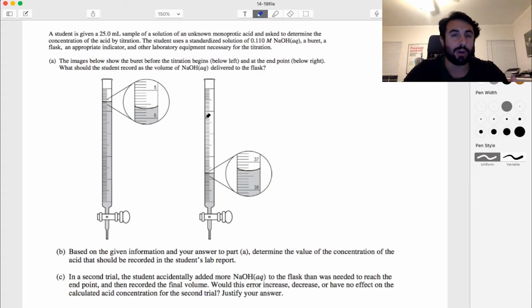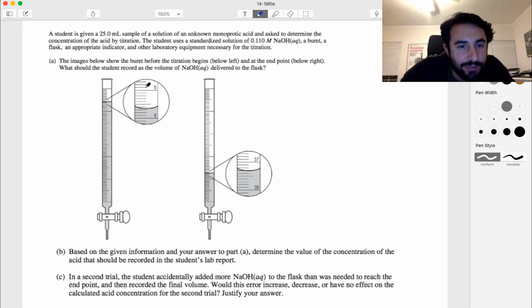So it's almost as though we're actually physically performing the titration. It's saying the images below show the burette before the titration begins, and then at the end point, right here, what should the student record as the volume of NaOH delivered to the flask? So here we have some base. We're doing the titration. The indicator tells us the equivalence point has been reached, and that's this point right here, so we stop. And then this volume of base added, that's our initial datum from which we make all of our calculations. So what does this look like right here?